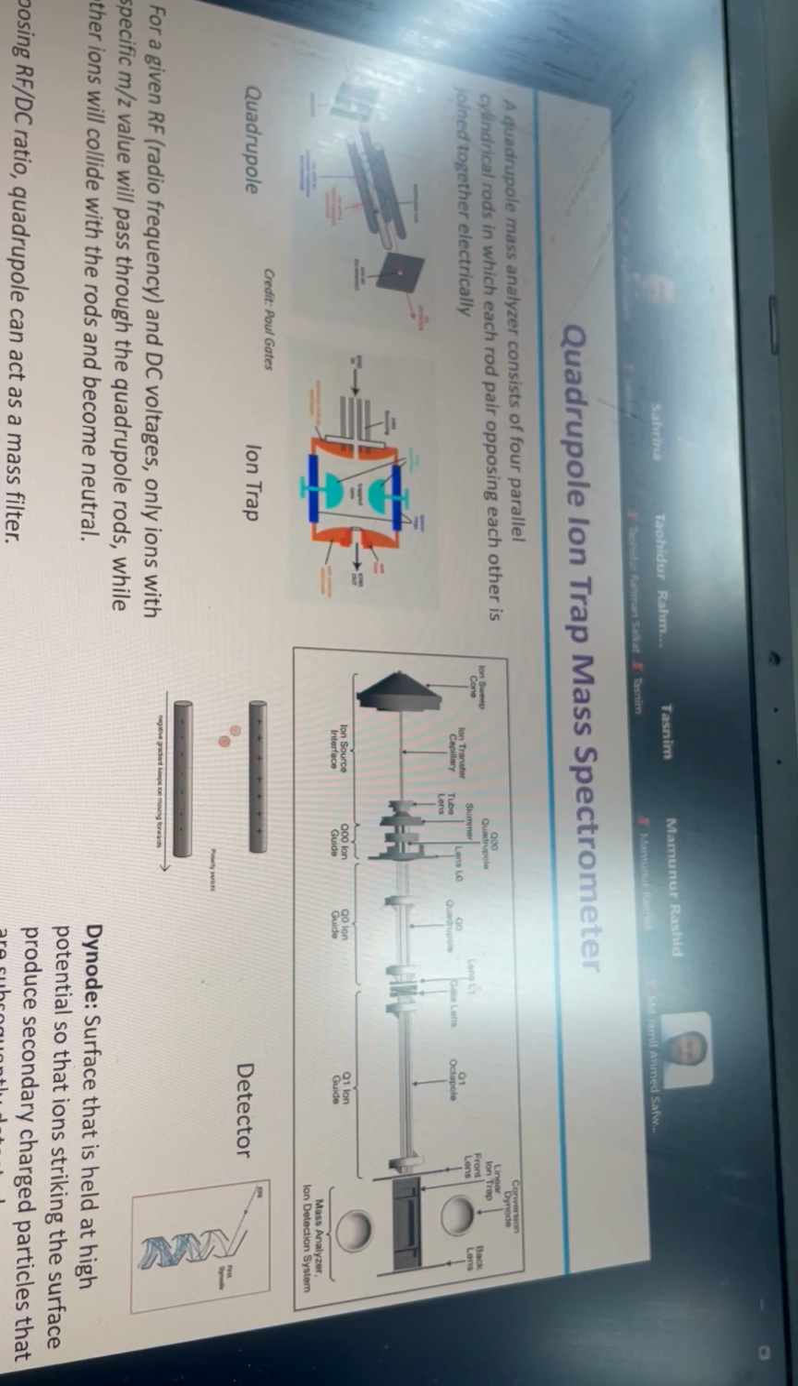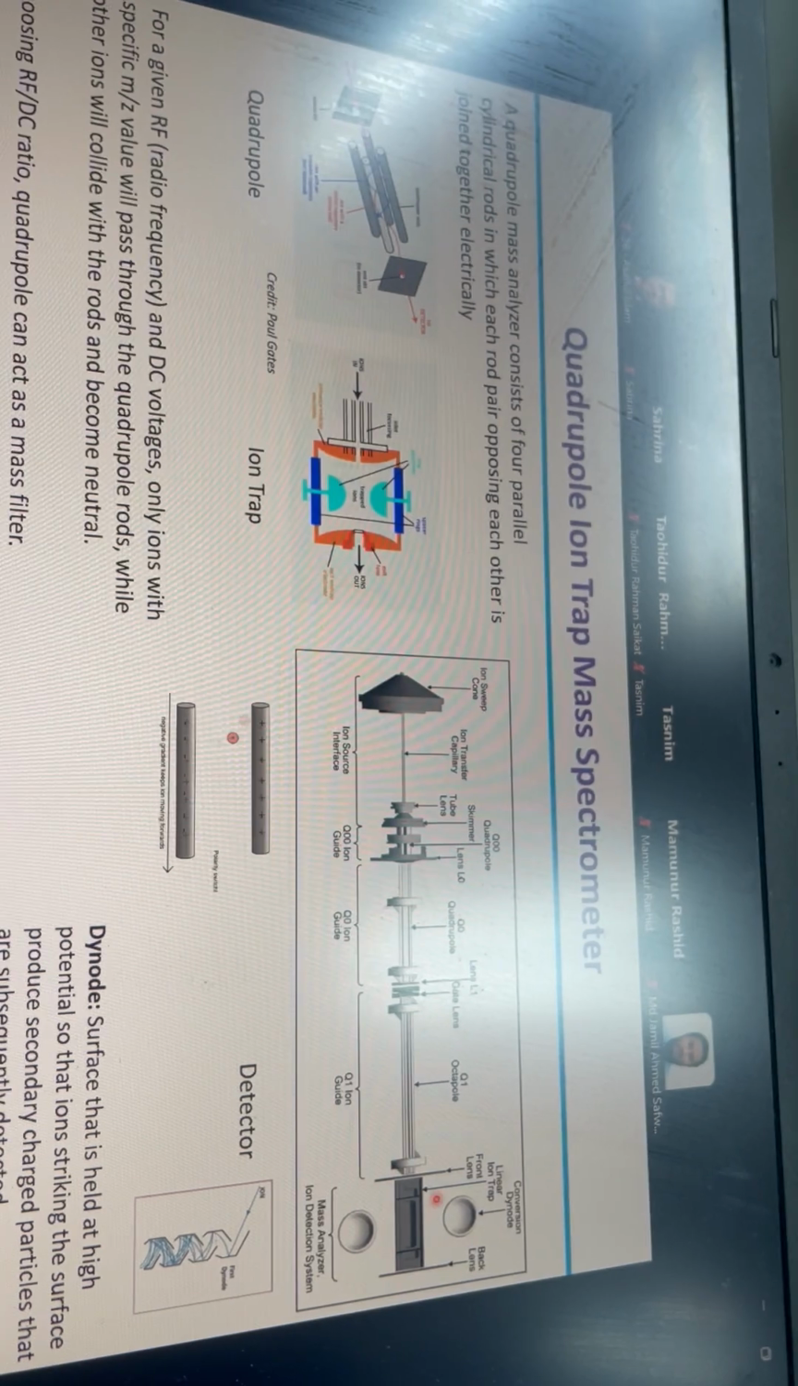So you have four rods, and this quadrupole can act as a mass filter and mass analyzer. You generate ions, and there are four rods there. Once you've generated your ions from the ion source, you need to take these ions to the detector. So these are the detectors. Some people asked me at the very beginning where the fragmentation happens, where the trap is.